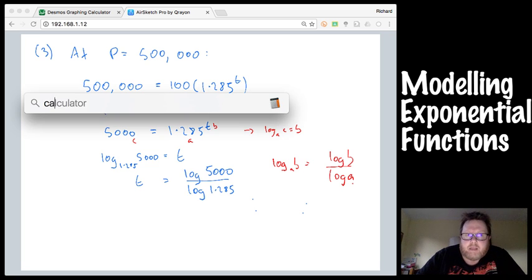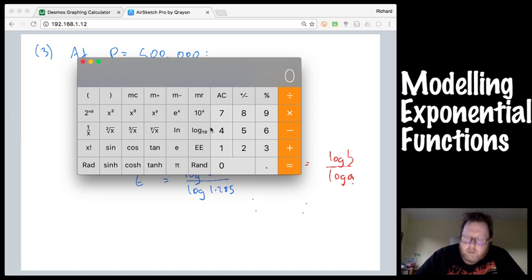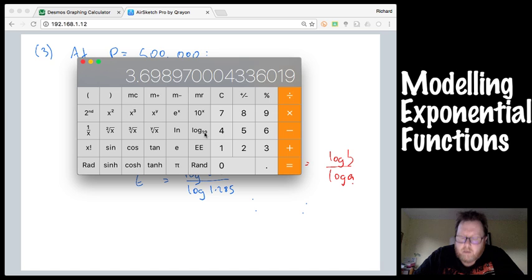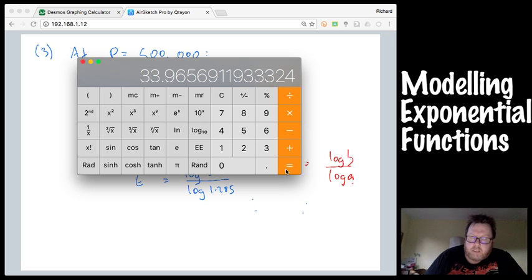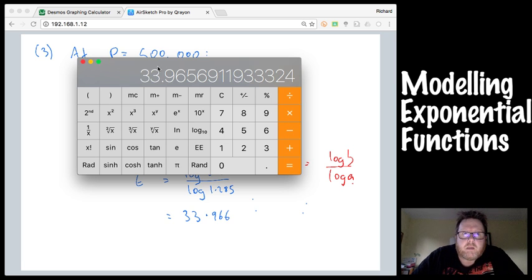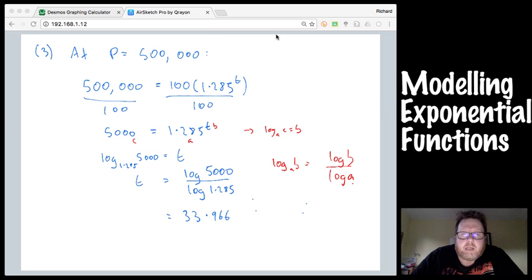So I'll draw up the calculator again. Oops, not the calculator, that's a very different thing. So we've got log of 5,000. On my calculator I have to put the number in first, so 5,000 log, divided by 1.285 log, equals 33.965. I'll just get that down, then I'll get rid of the calculator. 33.966 to be precise. Okay, so that's what t is equal to.